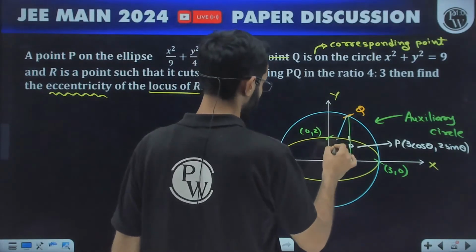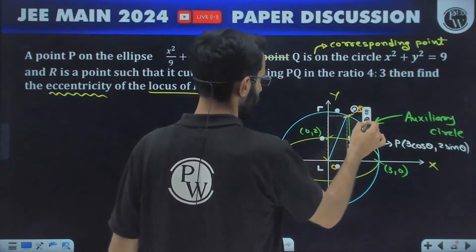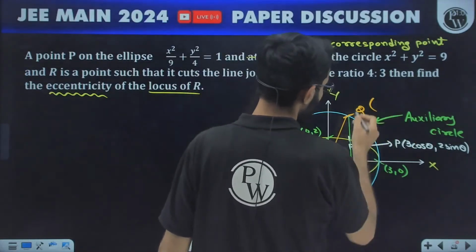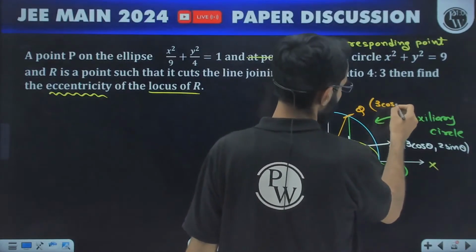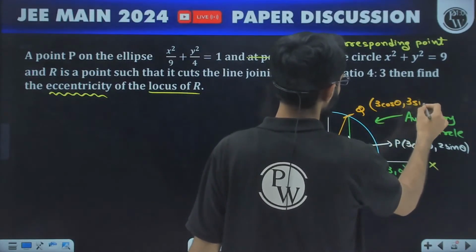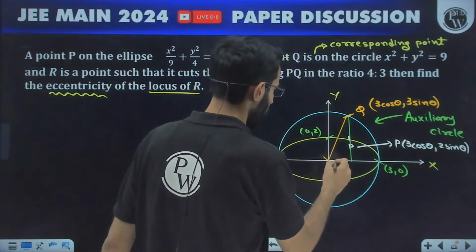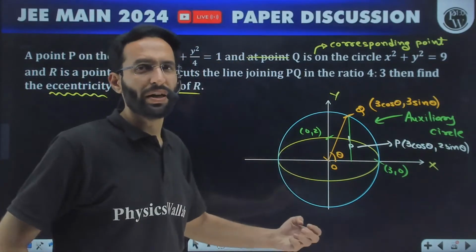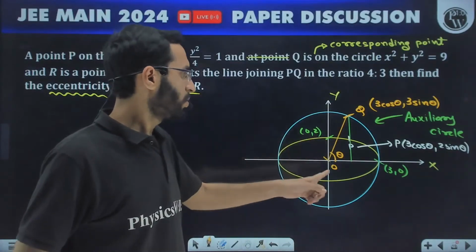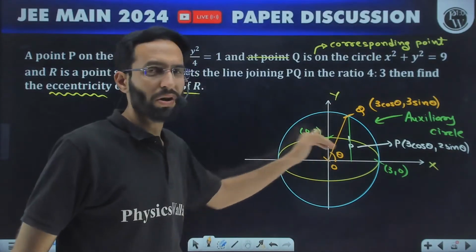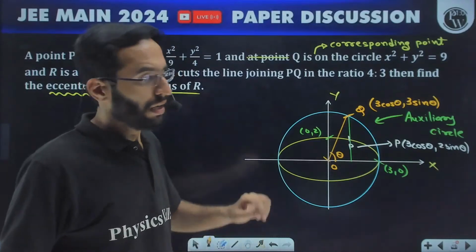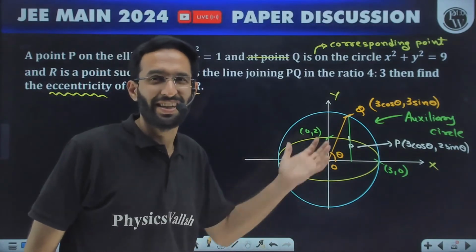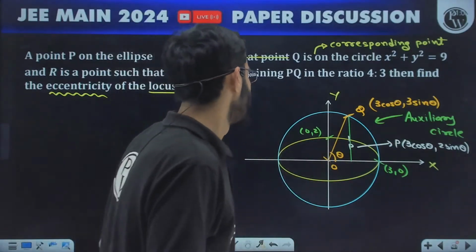Now from here, you are going to join OQ. For Q, its x coordinate will be 3 cos theta and its y coordinate will be 3 sin theta from this circle. And from here, this theta came into the picture. If b could have been greater than a, then you need to take this horizontal line in place of this vertical line. And for the same concept in a hyperbola, there is some complicated concept.